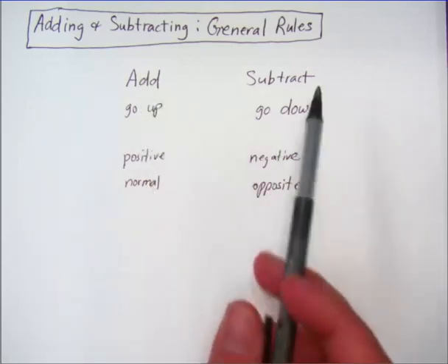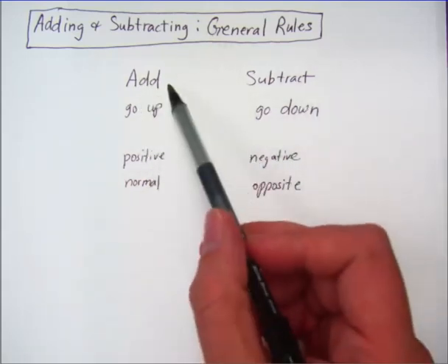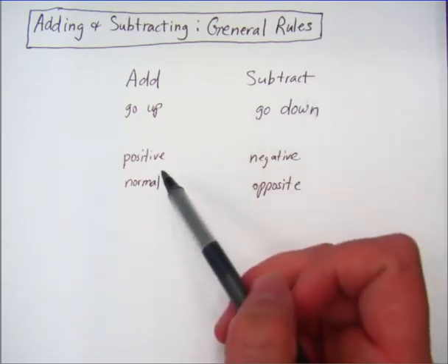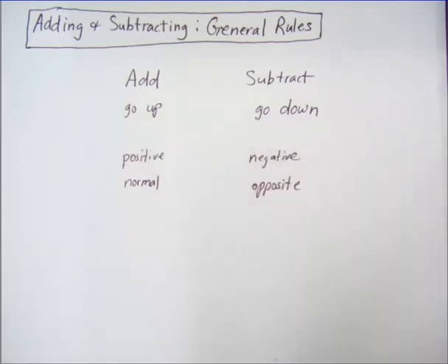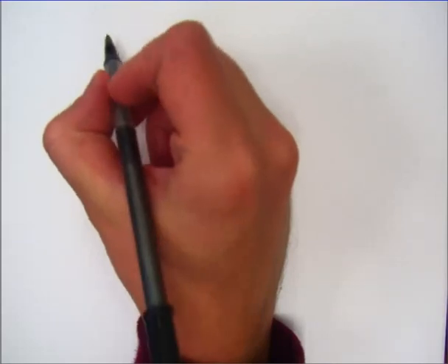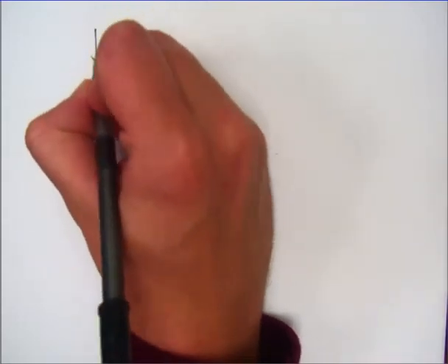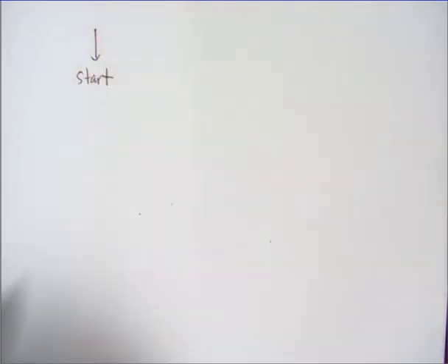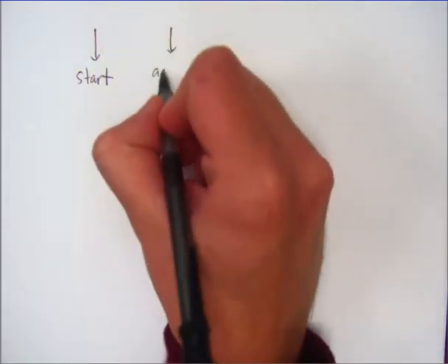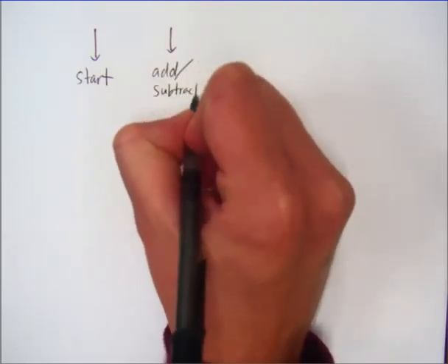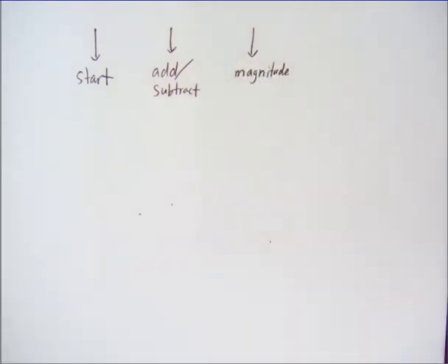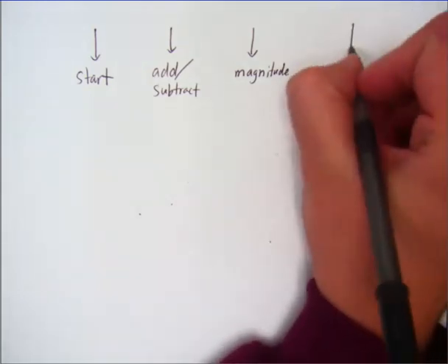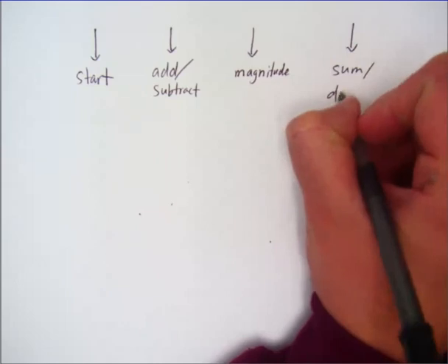So when we add positives or subtract positives, we do a normal thing. We normally go up if we're adding a positive, and we go down if we're subtracting a positive. And negatives mean that if we go up, we're actually going to do the opposite, so we're going to go down. So all that is to say that when you see an addition or subtraction sentence, you're going to think of it as a starting point. You start, then it tells you whether you add or subtract, and then it tells you the magnitude, or the distance, that you're going to go up or down by. And then that turns into your sum or your difference.